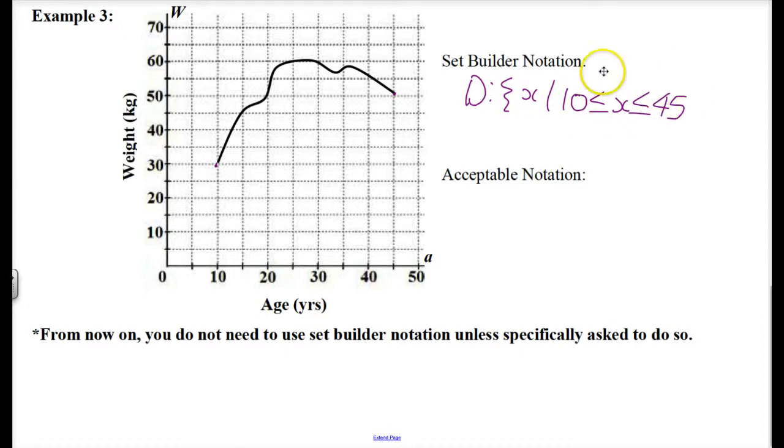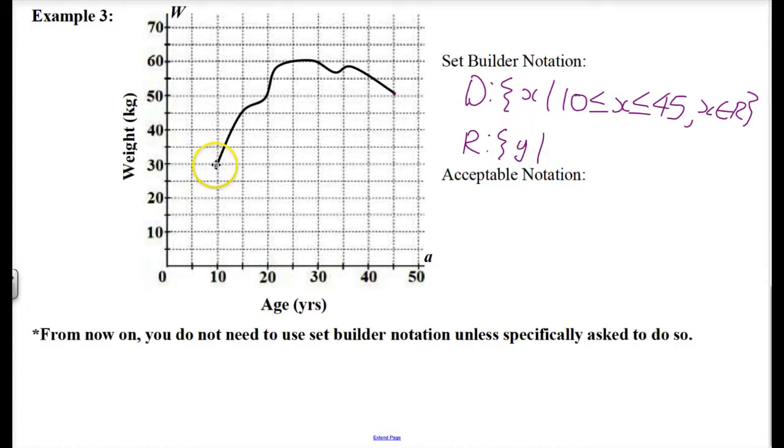We will only ever list a range of values this way. The smallest value is less than or equal to, or strictly less than if this had open circles, x, which itself is less than or equal to 45, and x belongs to the reals, meaning that it can be all values between 10 and 45, including 10 and including 45.